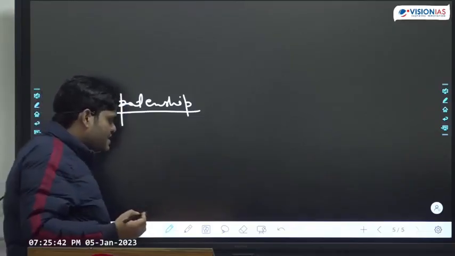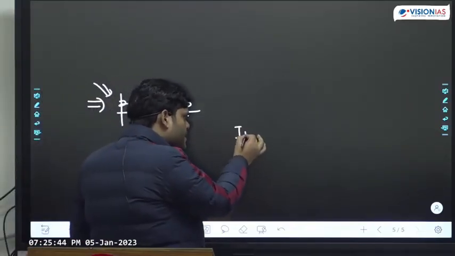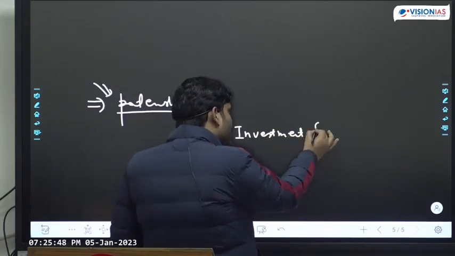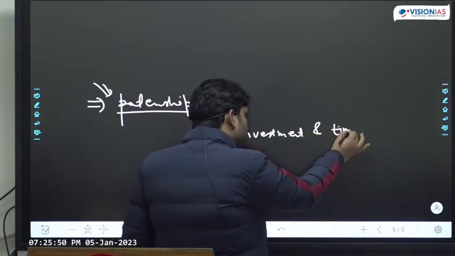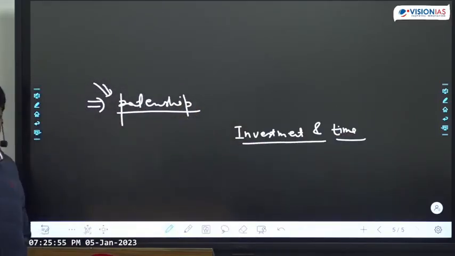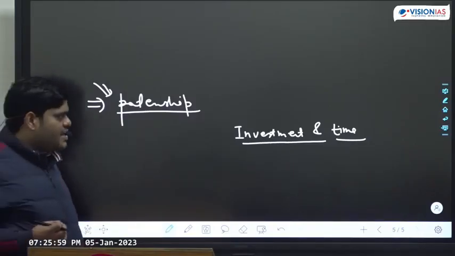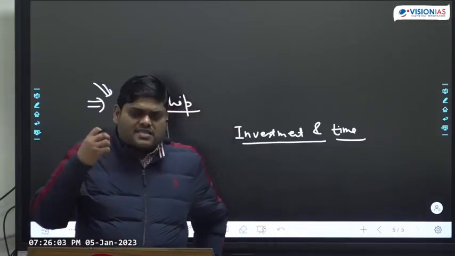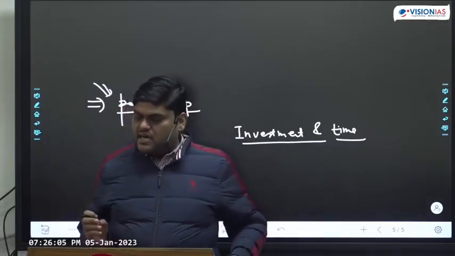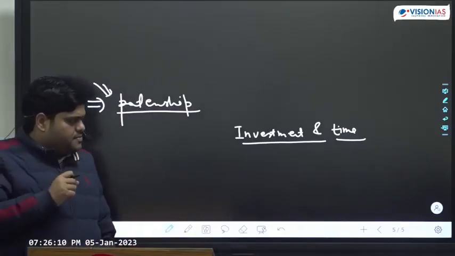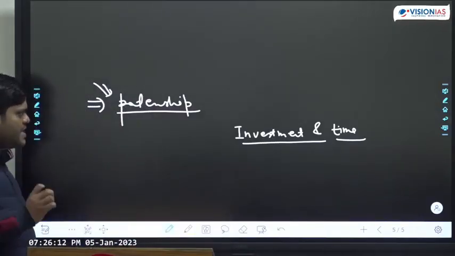Here two things are there. One is investment and the other one is time. ठीक है? So these two important factors are there, because some people are giving the money, and that money is for how much time period? So these two things should be there.